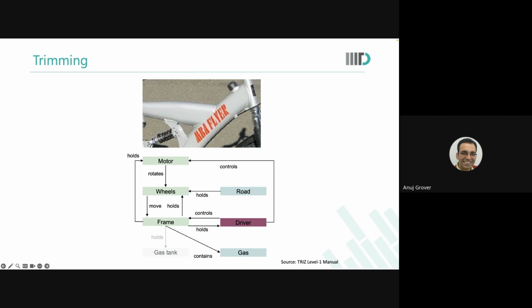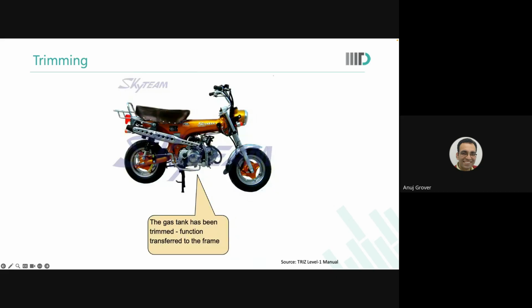We look for other components in the system that are performing the same function. Okay, frame is performing the same function, then let us try to give this function also to the frame. And as soon as you do that, you have a cheaper version of the motorcycle. Are you able to see this?